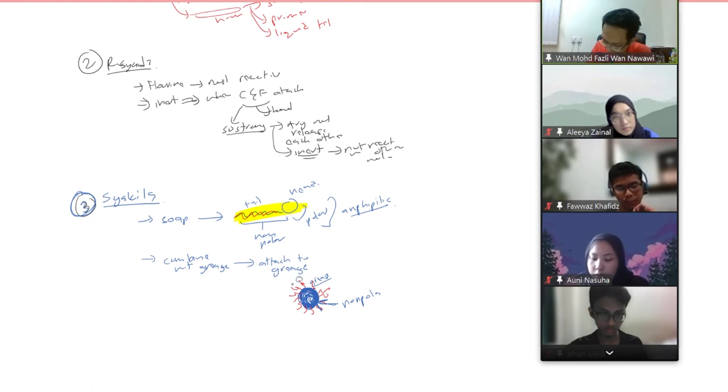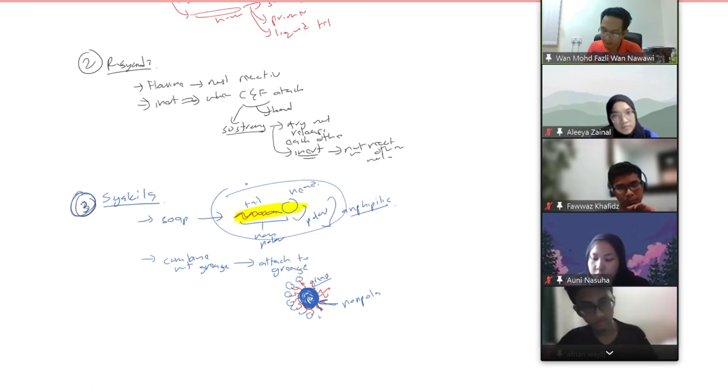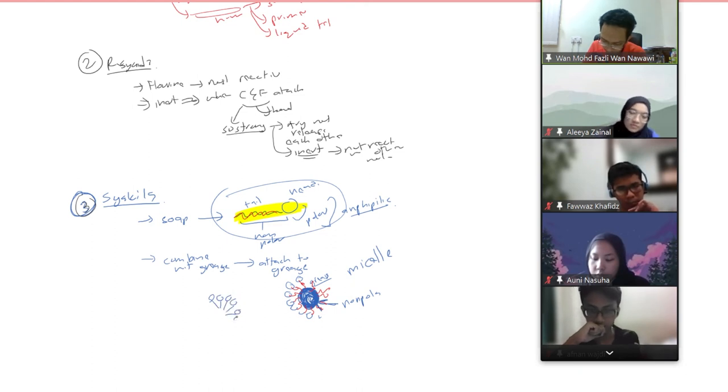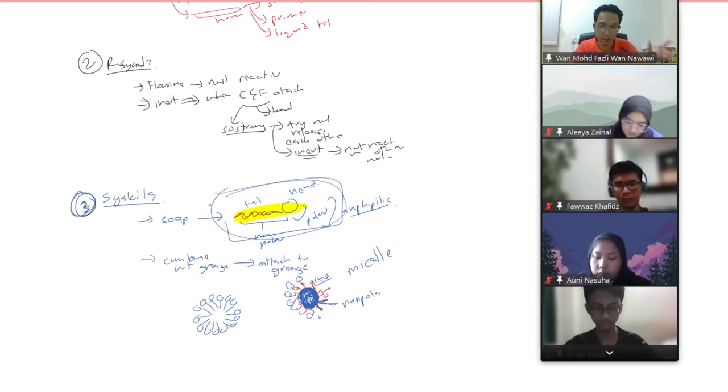By the way, when you said amphiphilic micelle, this thing is not a micelle yet. This is just amphiphilic. The micelle is this configuration. The configuration here is a micelle. This thing alone is just the amphiphilic, the polar and non-polar.